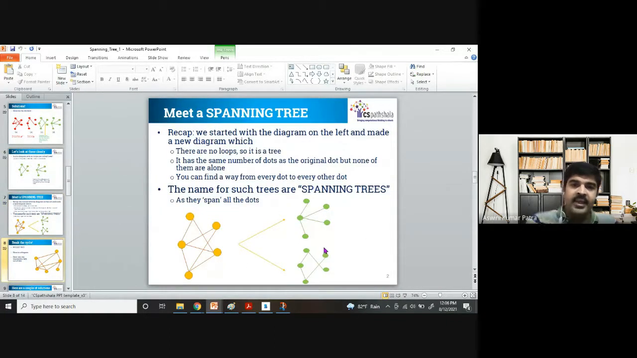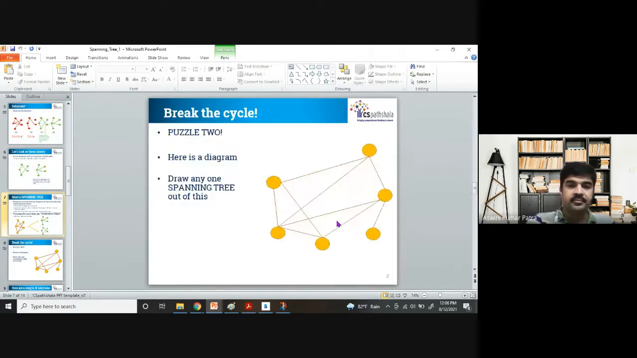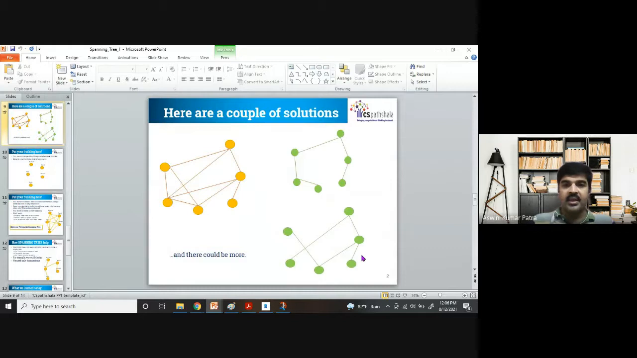Now, the idea is that these right side figures are a byproduct of my left side figure. The left side figure is a typical graph, and the right side figures are called spanning trees. Now we can have a puzzle 2 also. Here is a diagram. Draw any spanning tree out of this. So given a graph, we can have many possible spanning trees. That's the conclusion. See, here is a figure, and there are 2 spanning trees given.